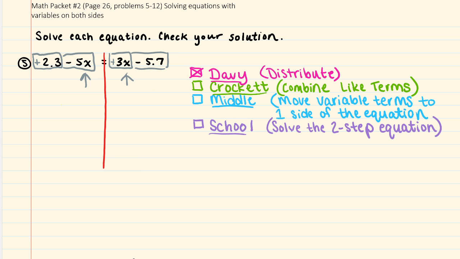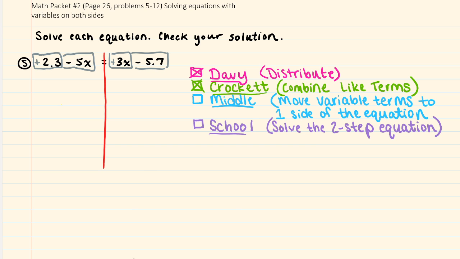Next up is combine like terms. On the left side, I have a constant term and a variable term, so I can't combine those. On the right side, I have a variable term and a constant term, so I can't combine those either. So we're going to skip that step.